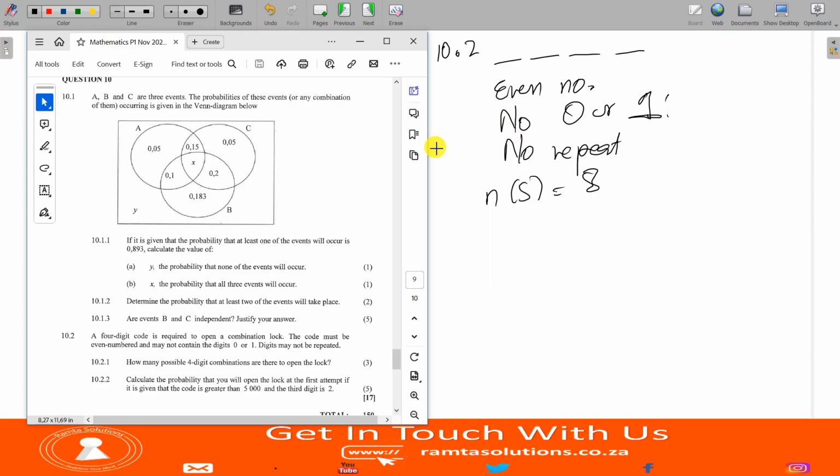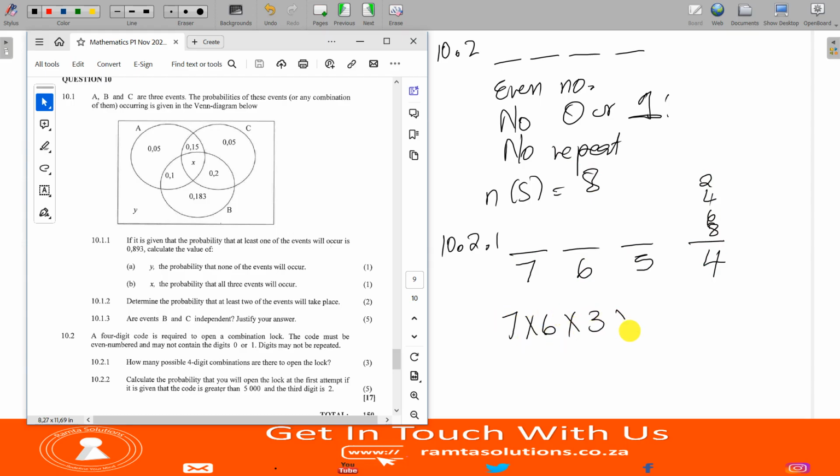Now, let's see 10.2.1. How many possible digit combinations are there to open? Remember, guys, this must be an even number. So for it to be an even number, you will need 0, 2, 4, 6, 8. But 0 is not there. So you have 2, 4, 6, 8. It's 4 that you have to choose from. Now, if one of them is out, how many are you left with? You're left with 7, because these do not repeat. Then you're left with 6 for this, then 5 for this. Therefore, your answer is 7 times 6 times 5 times 4.